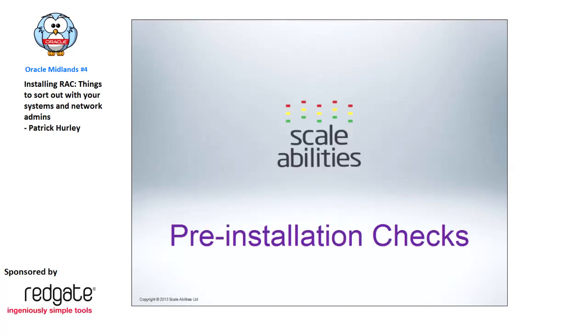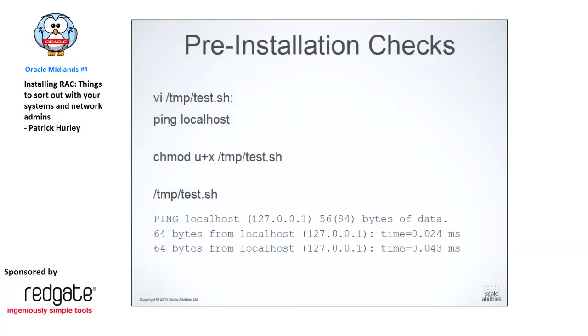So I've come up with a few pre-installation checks that I do in addition to the normal ones. I create a file on temp called test.sh, which just pings localhost. I make it executable, and I just run it. Do that on both nodes, then you know you can execute from TMP.